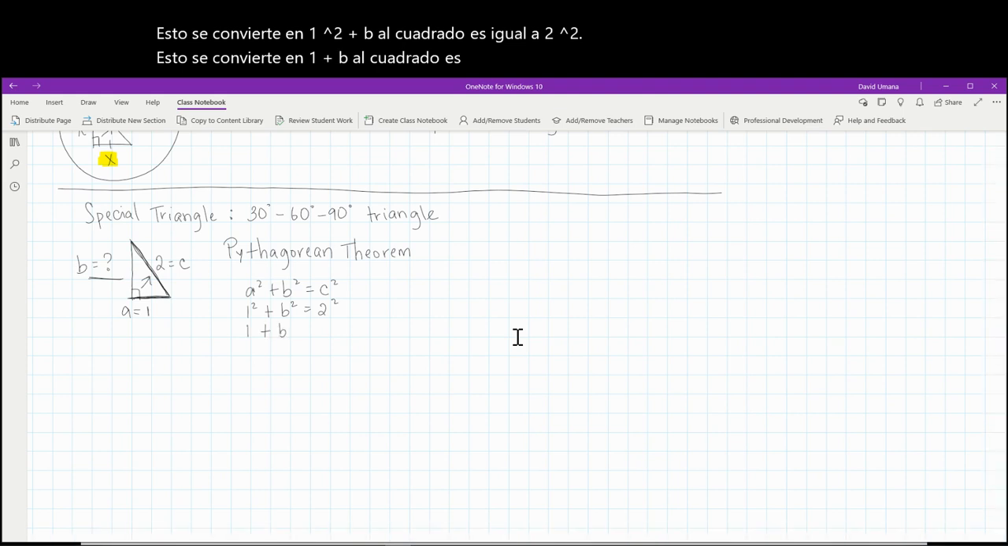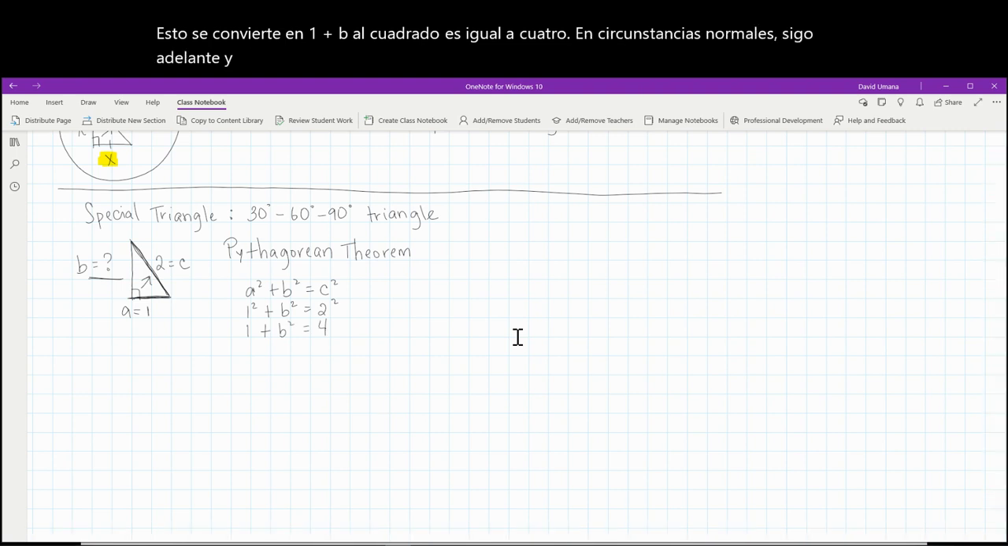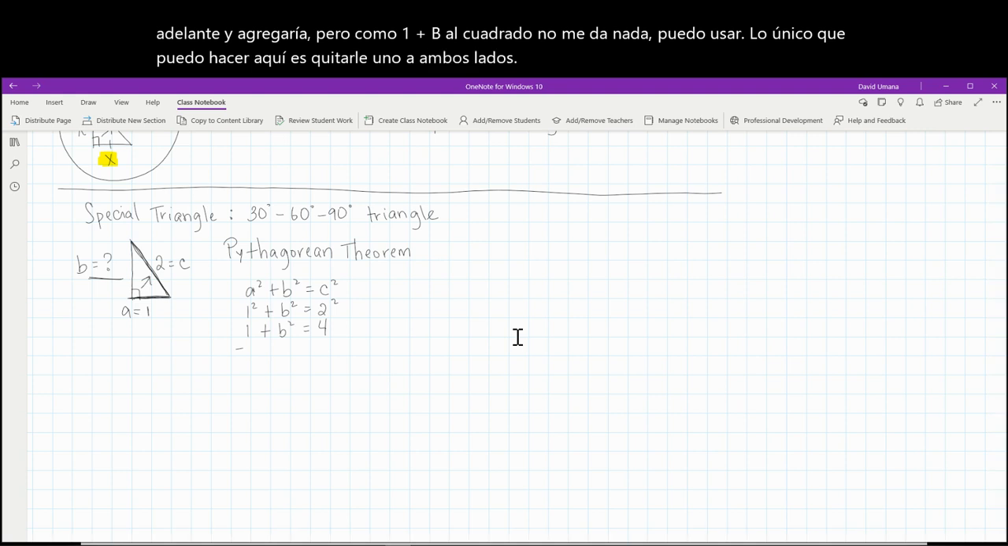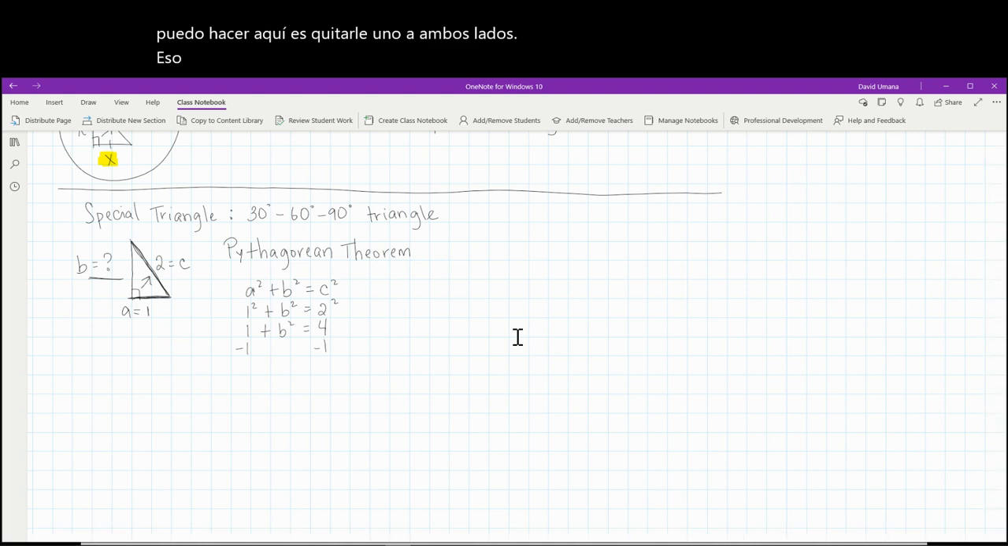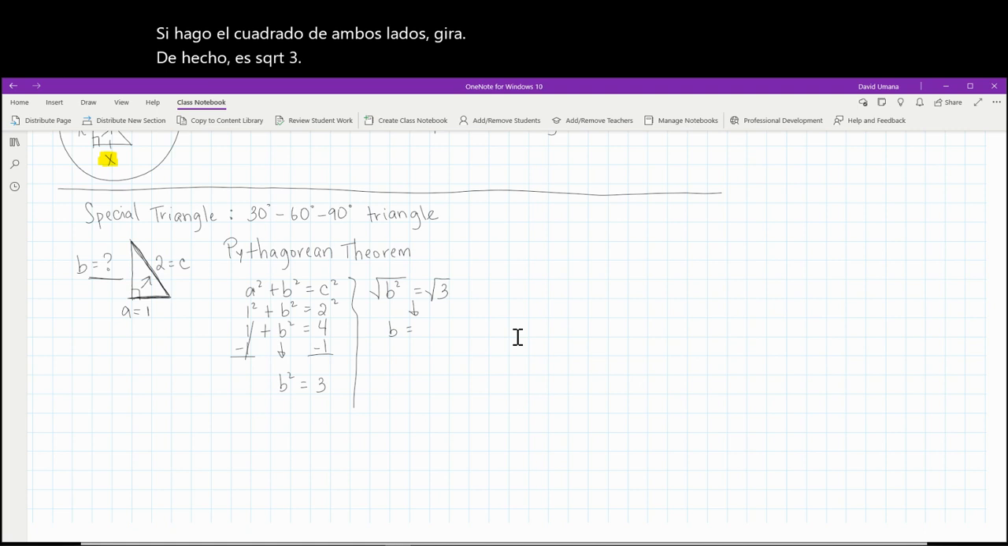In normal circumstances, I would go ahead and add, but because 1 plus b squared doesn't give me anything I can use, the only thing I can do here is take away 1 from both sides. That leaves behind b squared is equal to 3. Therefore, if I do the square root of both sides, it turns out that b is in fact the square root of 3. And that becomes my answer.